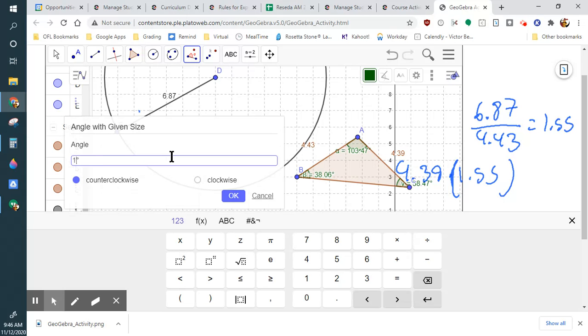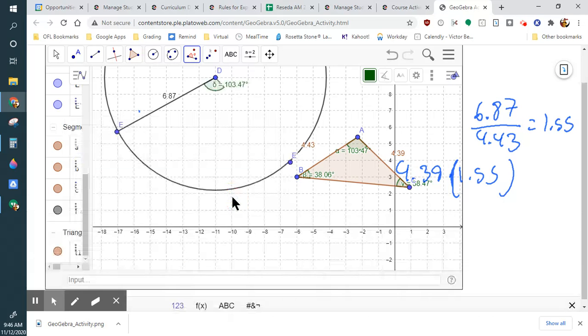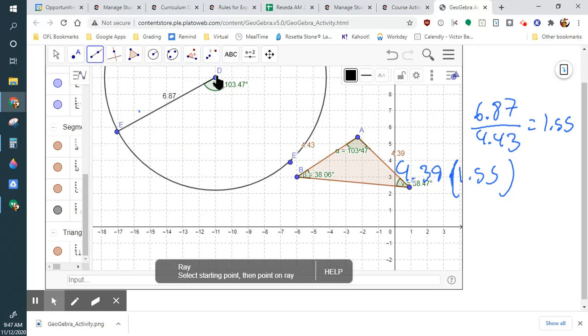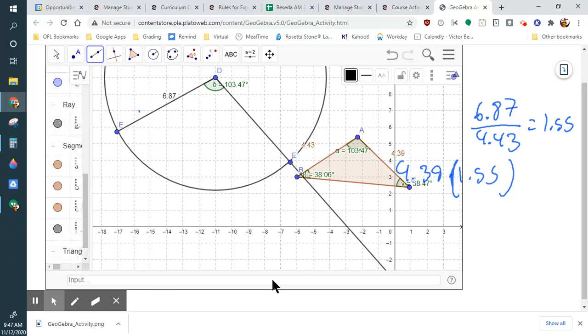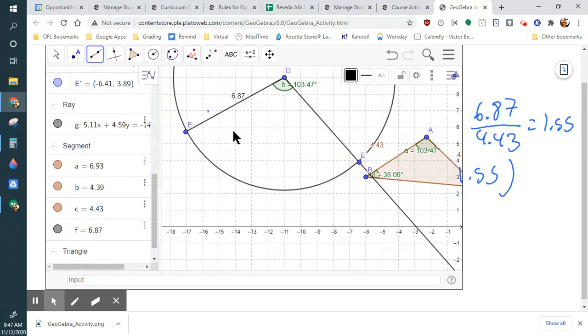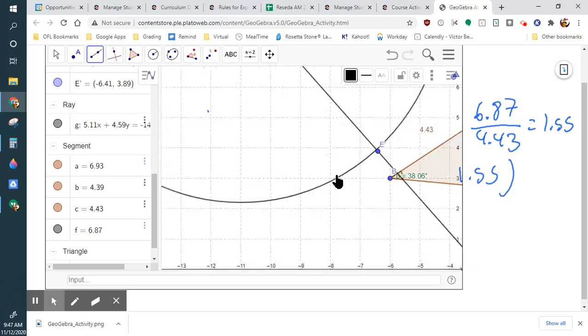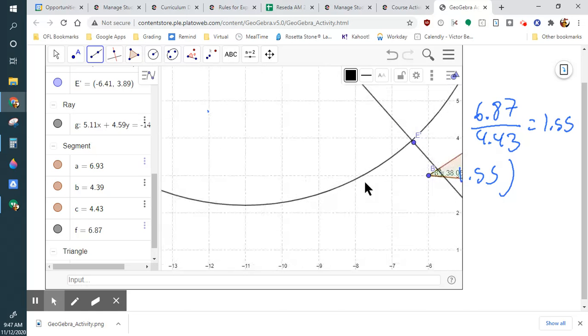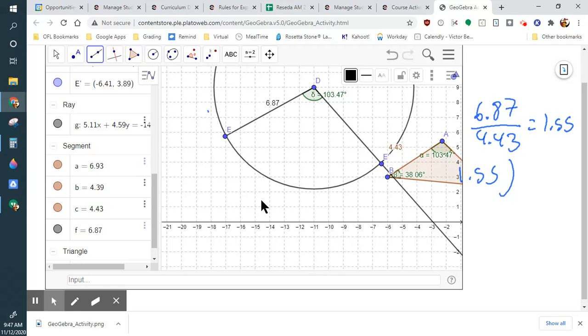103.47. Because we're going from B to C, this is going to be counterclockwise, so it's already set up that way. And now we're going to draw a ray here to there. I don't like having that E there. Hopefully, when you make your triangles, make sure that these two are completely different lengths because they're so close together. You can barely see that E is not on the circle.